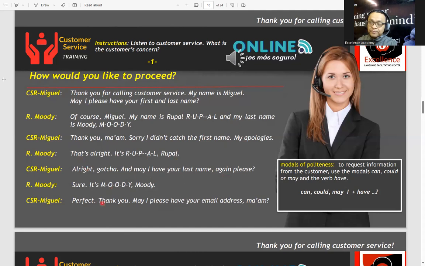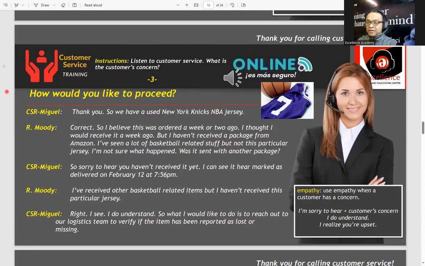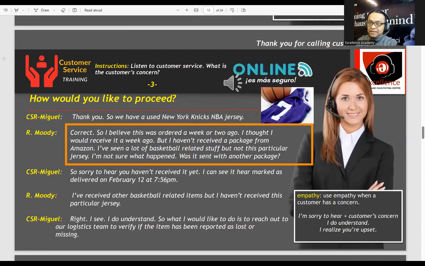And may I have... I would say this is the part where the customer is expressing her concern, right? She's telling us the reason why she's calling. So in the concern, we have to be able to listen to keywords. So in this paragraph, she's going to mention some keywords.